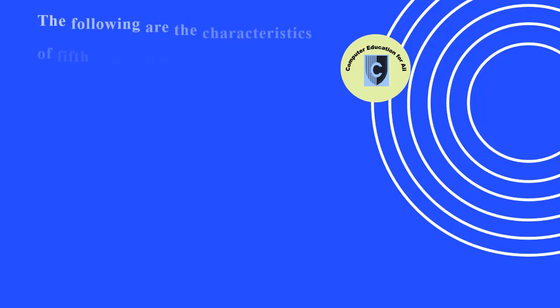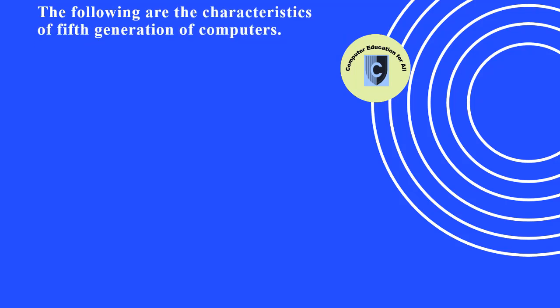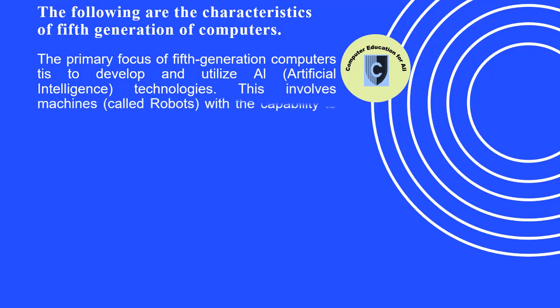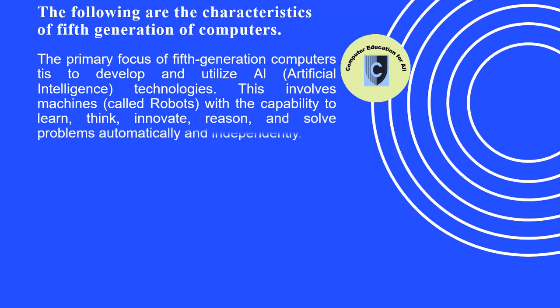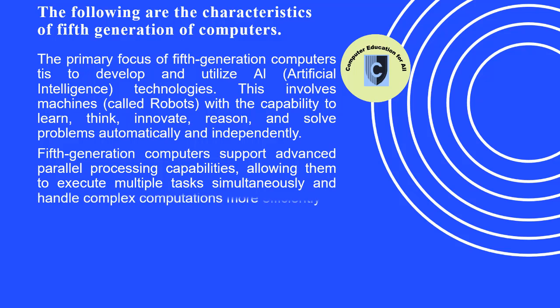The following are the characteristics of the fifth generation of computers. The primary focus of fifth generation computers is to develop and utilize artificial intelligence technologies. This involves machines called robots with the capability to learn, think, innovate, reason, and solve problems automatically and independently. Fifth-generation computers support advanced parallel processing capabilities, allowing them to execute multiple tasks simultaneously and handle complex computations more efficiently.